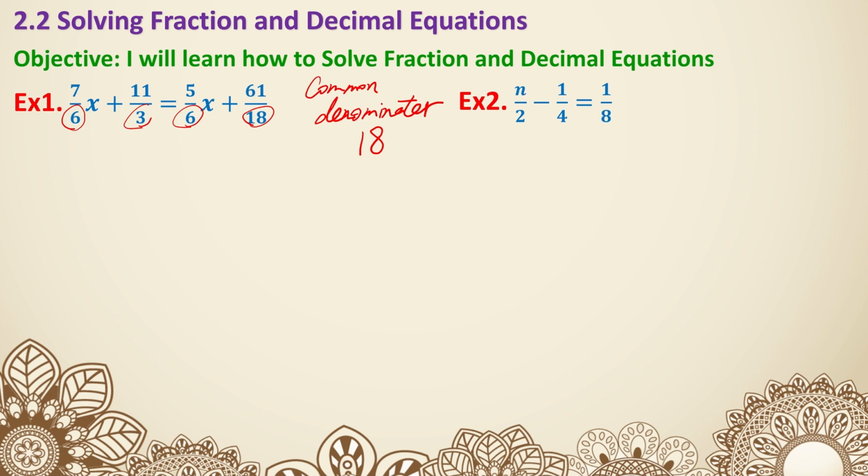After we find the common denominator, we multiply everything by 18. If you're used to doing fractions, you can also choose to do 18 over 1. Then you can type these into your calculator: 7 over 6 times 18 over 1 gives you 21x. 11 over 3 times 18 over 1 gives you 66. 5 over 6 times 18 over 1 gives you 15x. 61 over 18 times 18 over 1 is 61.